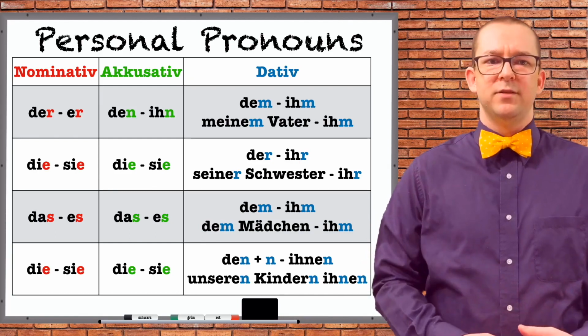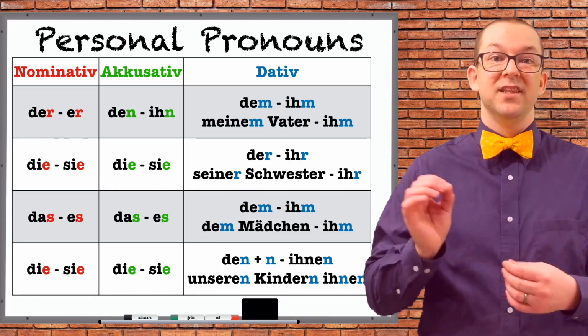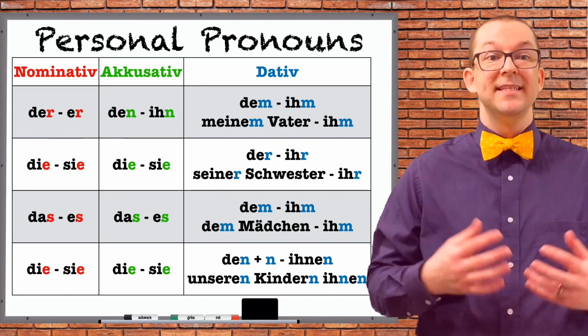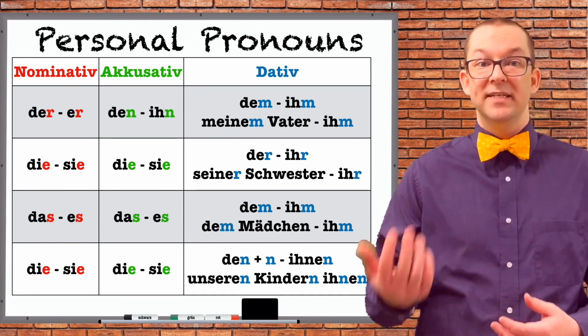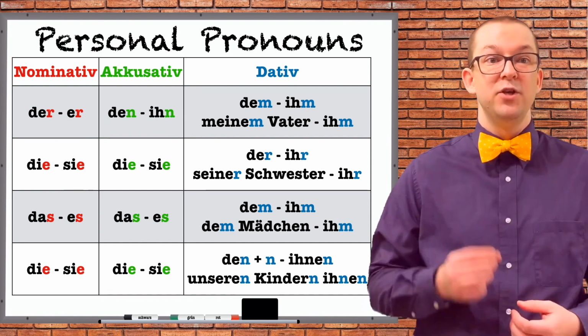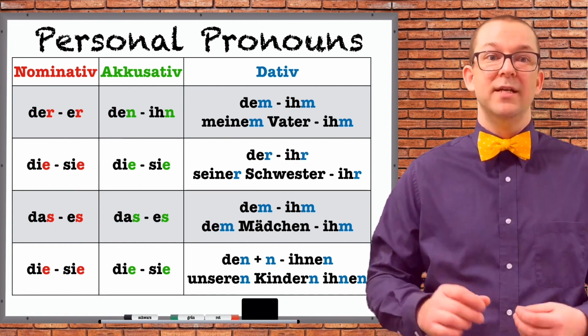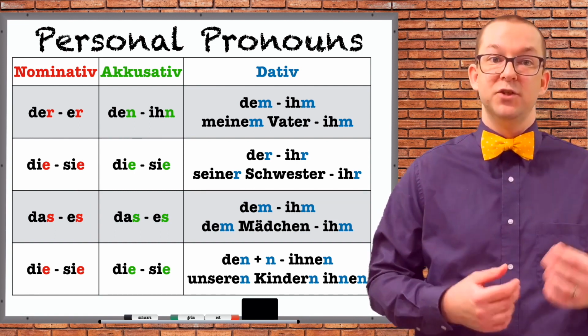The cool thing about these pronouns is that they always match the last letter of the article. Since the dative articles have the same endings for definite and indefinite articles, you can always count on the dative article telling you the correct pronoun for the situation.